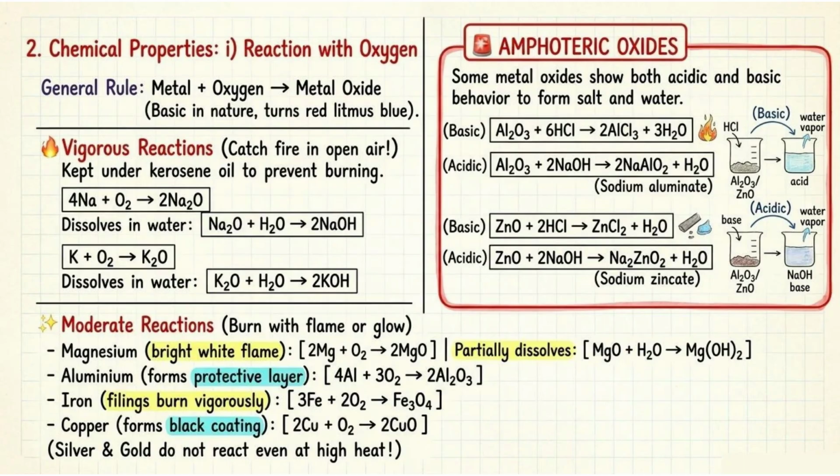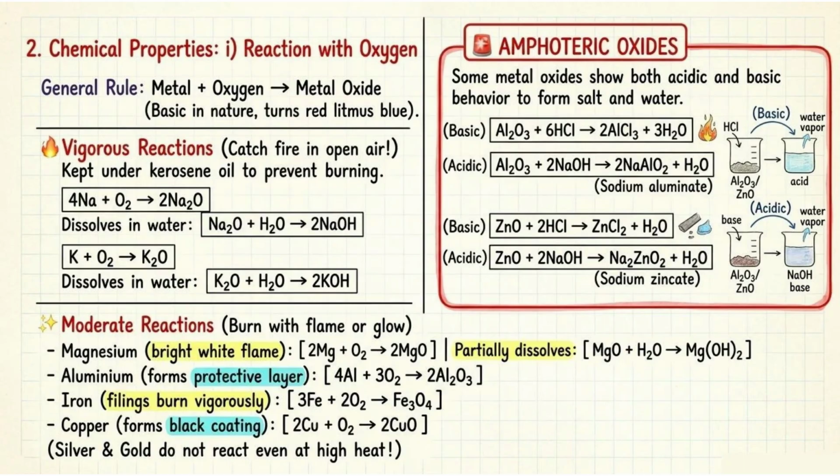And copper doesn't burn either, but if you heat it, it forms this black coating. 2Cu plus O2 gives 2CuO. And let's note that silver and gold are completely unfazed. They do not react with oxygen at all, even at really high temperatures. Which actually brings us to a very special concept, amphoteric oxides.